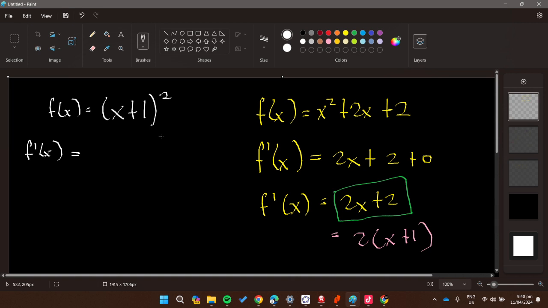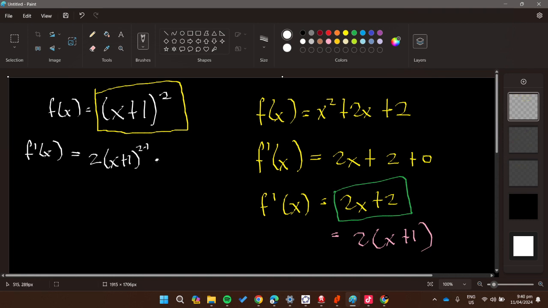Alright. So again, first thing to do is what? Kunin natin yung derivative of this outside function. So ano bang derivative nito? We'll just have exponent is 2. So we will write 2, then again copy x plus 1, and then 2 minus 1. That is just 2 minus 1 is 1.